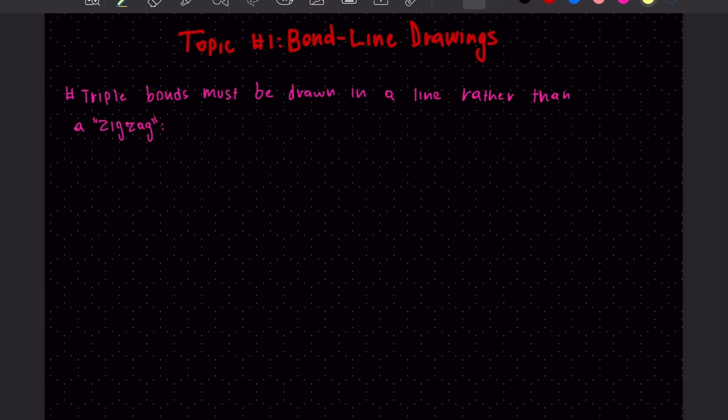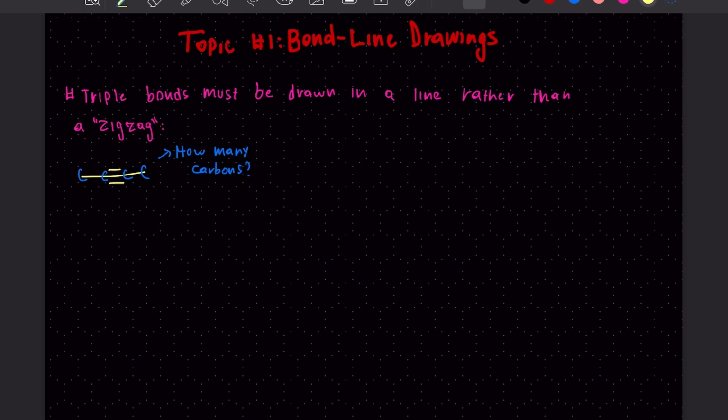So our final rule states that triple bonds must be drawn in a line rather than a zigzag. So what does this mean? When we're given triple bonds in bond line, they'll look something like this. And you might be tempted to ask, well, how many carbons does it have? And you might say, well, from what we learned, it might seem that it only has 2 carbons. And this would be incorrect in bond line, since in bond line there is a carbon right here as well, and a carbon right here.